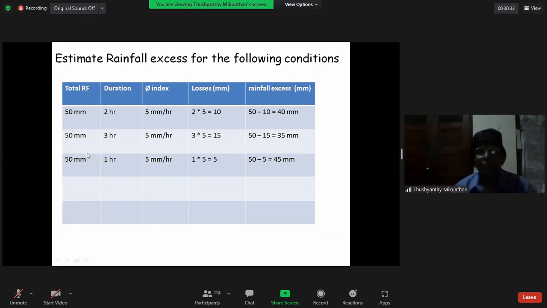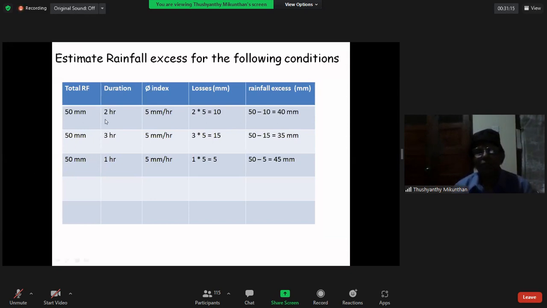Do this calculation also yourself. This is a 3 hour duration, because I put a different equation, then only you will concentrate on duration, but the same phi index. These are some example questions you can expect in the mid-semester examination. Not big questions, but something like estimate initial loss, estimate rainfall excess. Do it yourself.